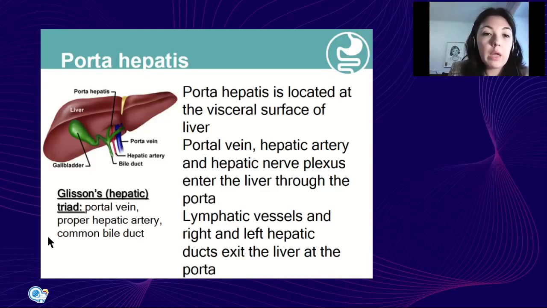And you know that, as any gland, liver is covered by a connective tissue capsule, and it is named Glisson's capsule. And here in the porta hepatis, Glisson's or hepatic triad is located. It is portal vein, proper hepatic artery, and common bile duct. It is Glisson's triad.